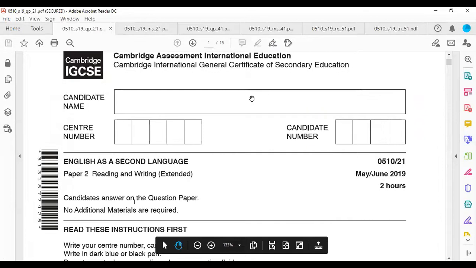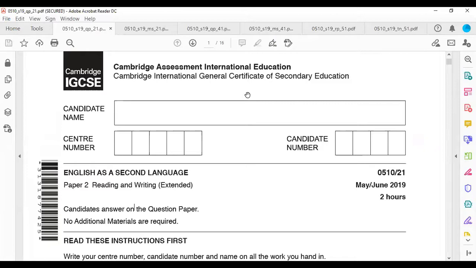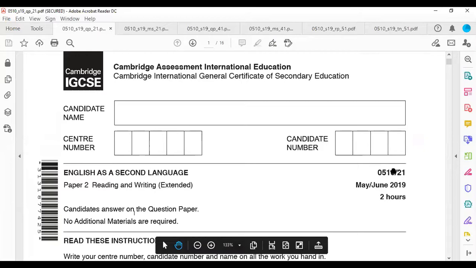Cambridge paper 2, reading and writing extended paper. Excellent. Who is this? Ziad. Hi, Ziad, thanks a lot. Exactly, this is a past paper, as you know. This is the title given to such papers. This is Cambridge Assessment International Education, Cambridge International Certificate of Secondary Education. This is paper 2, and the code is 0510.